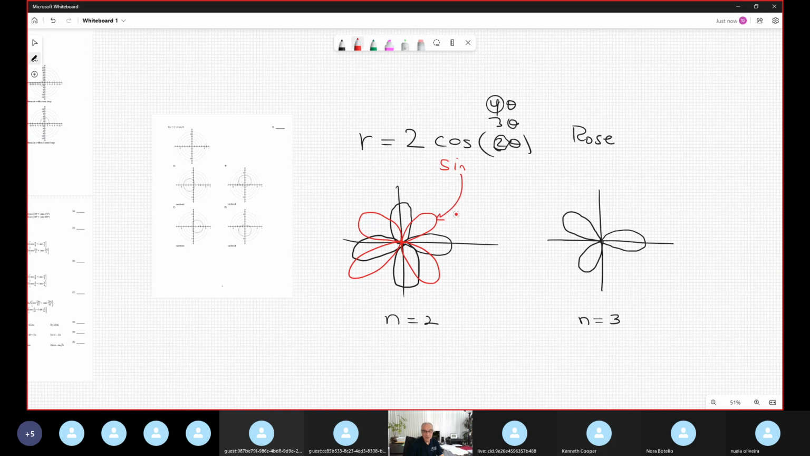So the red one is sine, and the black is the cosine. And that's it. You need to memorize this information, just in case. We analyze, and you let me know what is the option that you consider correct.